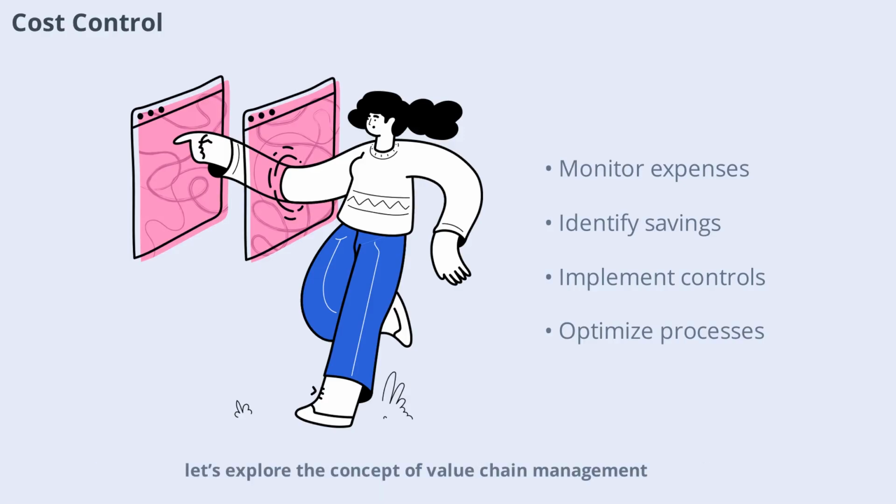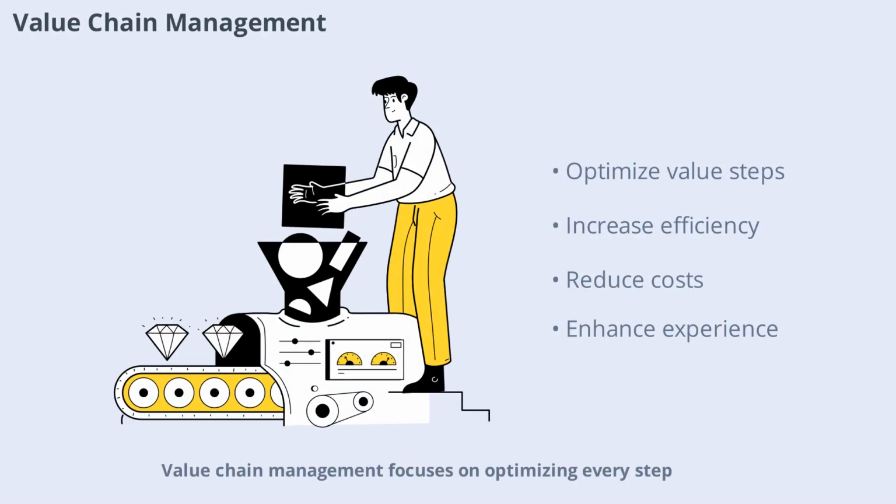Now let's explore the concept of value chain management. Value chain management focuses on optimizing every step that adds value to a product or service. Operations managers analyze activities from raw material sourcing to final delivery, seeking ways to increase efficiency and reduce costs.